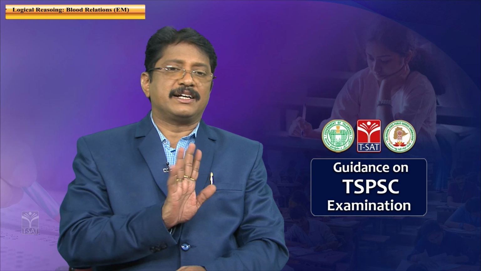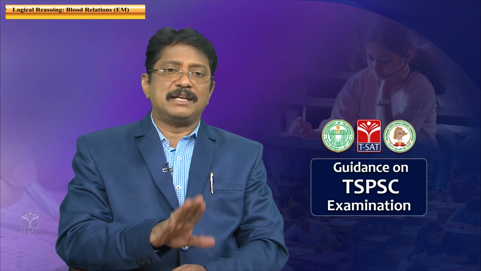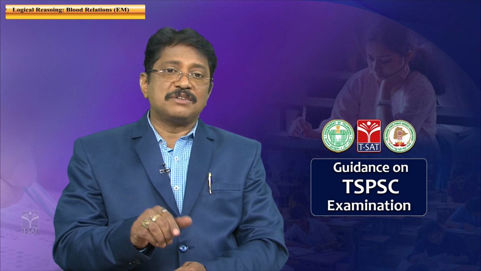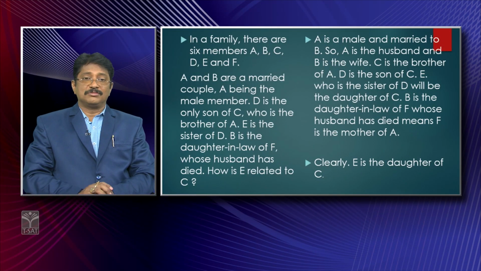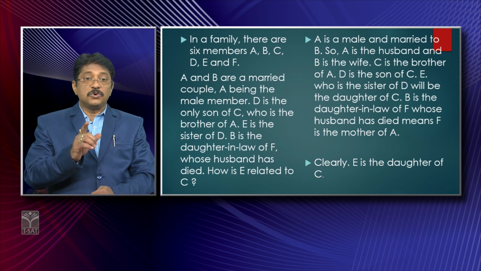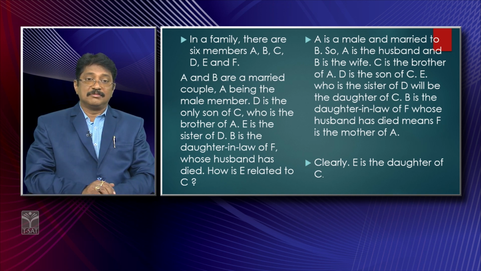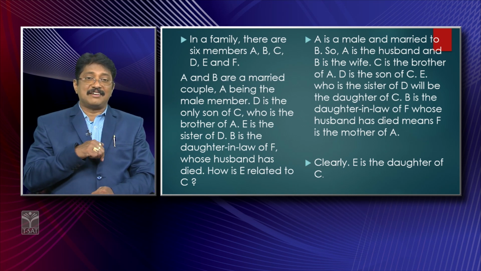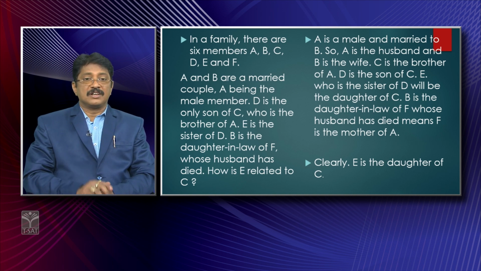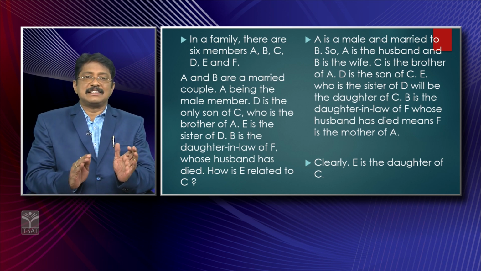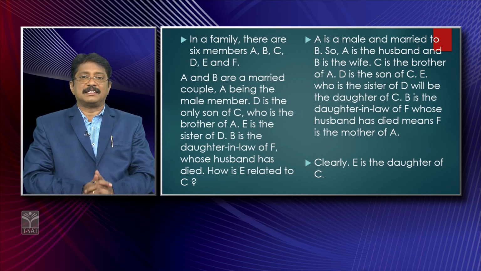A and B are married couple. A being the male member. D is the only son of C, means D is also a male member. C is the brother of A. E is the sister of D, means E is a female member. B is the daughter-in-law of F, and whose husband has died. How is E related to C here? Okay, now we will simplify this complexity and say it in a simple order.